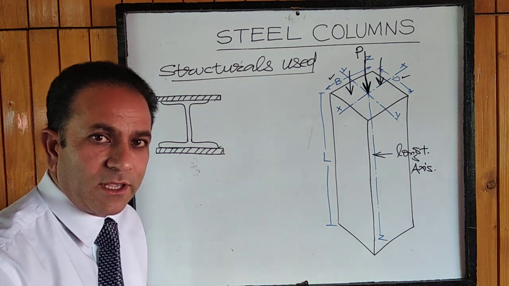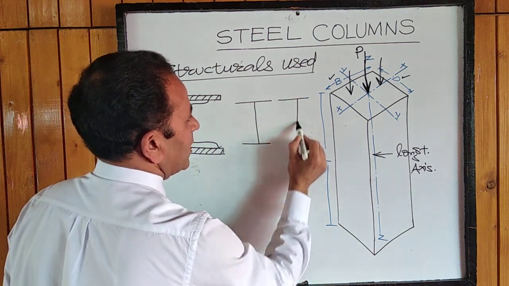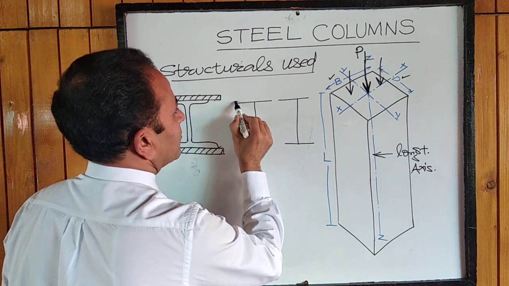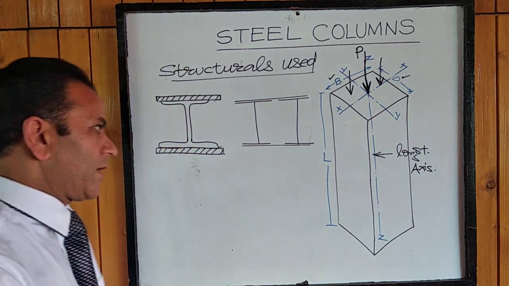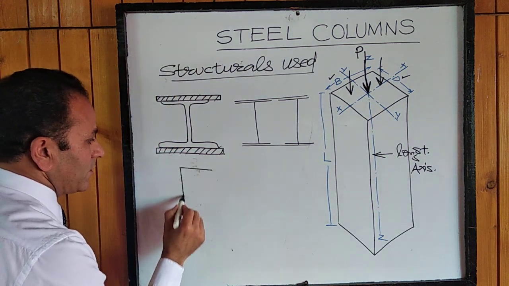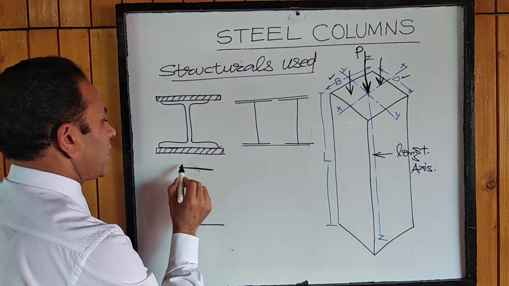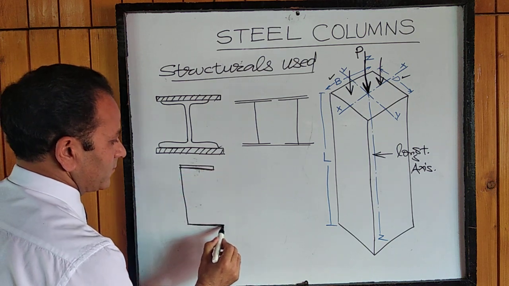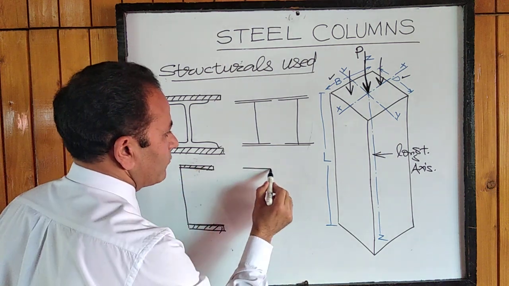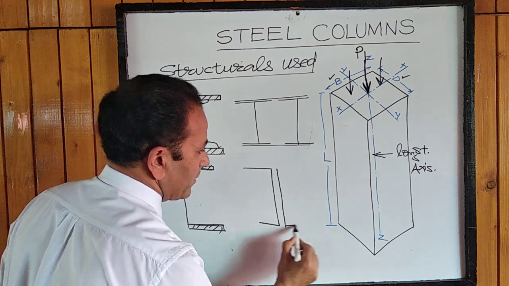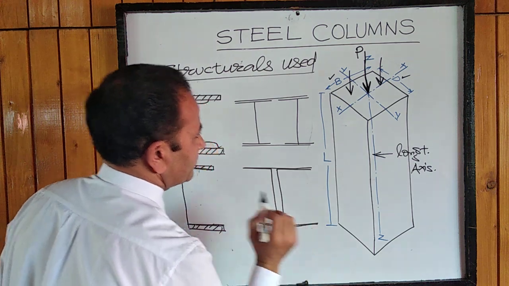In case the loads are very heavy, then we may use two I sections together. We may combine two joist sections, then provide connecting plates, and this can be used as a column. Or else we may use channel sections also. Say a single channel section can be used as a column. It can be strengthened with the help of flange plates also. Again, if the load is heavy, we may use a combination of channels. We may place two channels and then connect them with flange plates at the top and bottom.